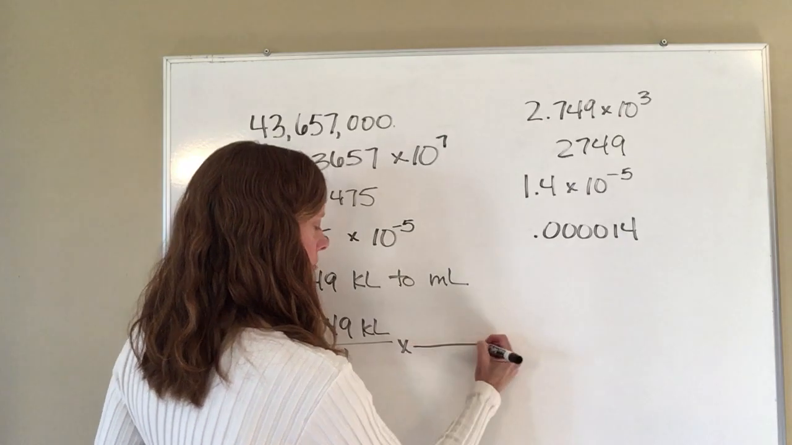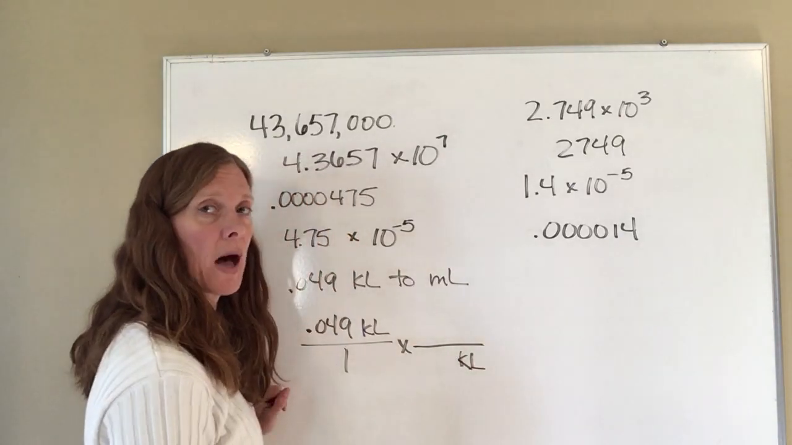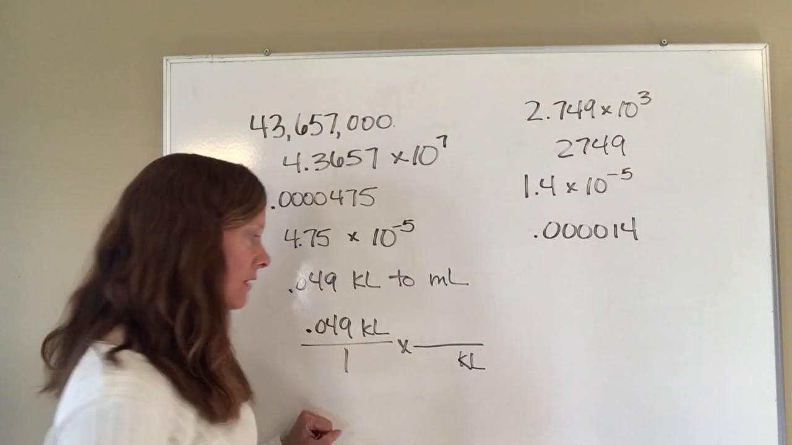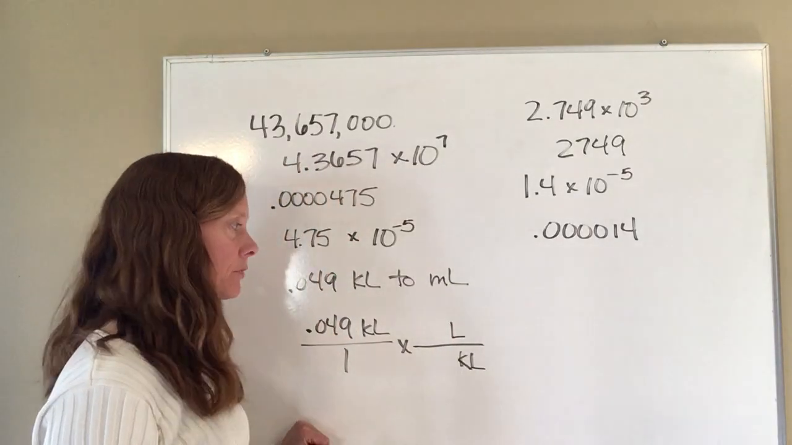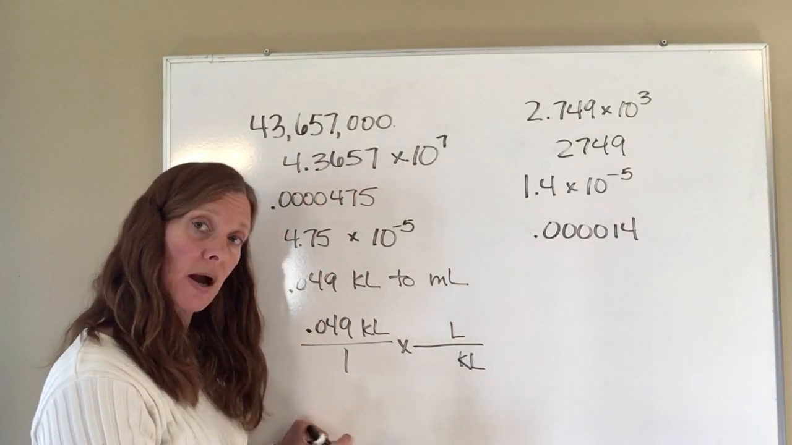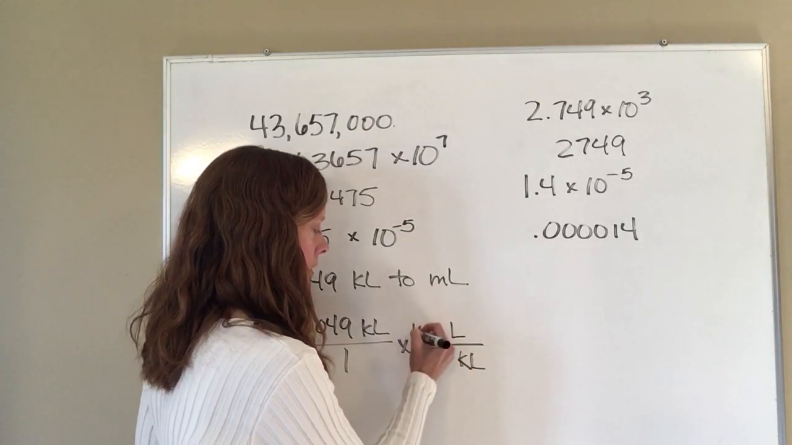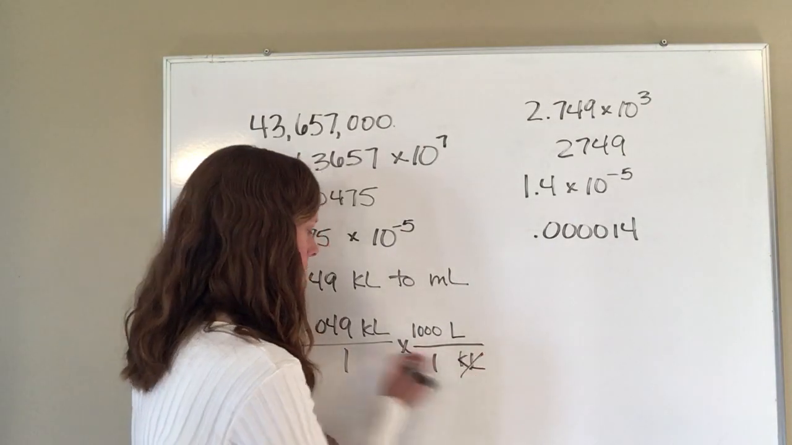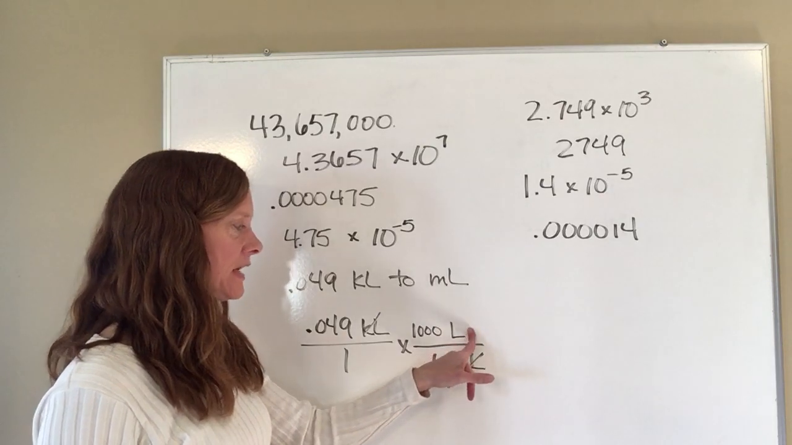The next conversion factor I use is going to have kiloliters on the bottom. And the relationship that I know is that kiloliters is related to liters. And if you have your conversions memorized, like I told you that you needed to, you know that 1 kiloliter is the same as 1,000 liters. And then your kiloliters is going to cancel out. So that's going to give me liters.